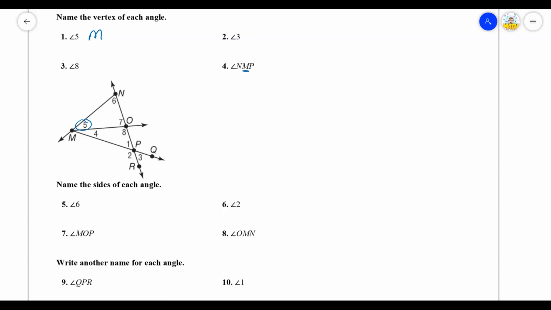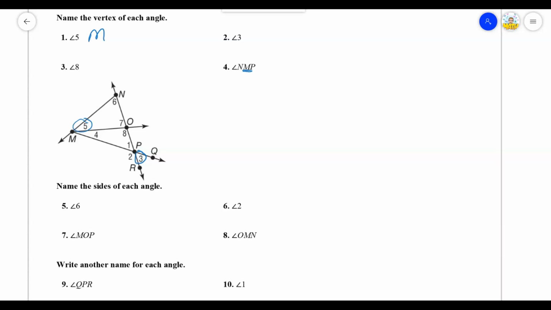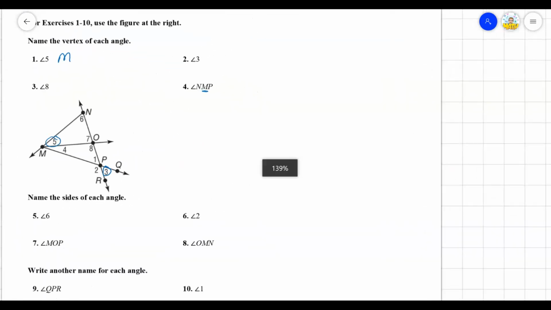Okay, so angle 3, let's take a look at where he lives. We can think of a couple ways we could name that angle. It could be RPQ, or it could be angle QPR. Either way, the vertex is going to live here at the point P.